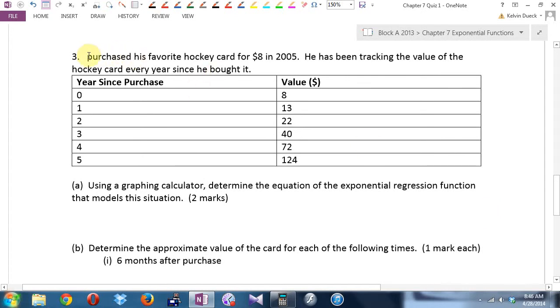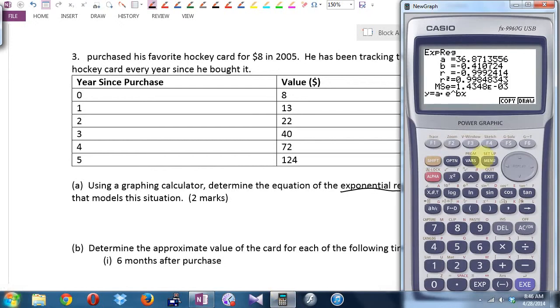I deleted the name and forgot to include the name. Somebody purchased his favorite hockey card for $8 in 2005. He has been tracking the value of the hockey card every year since he bought it. Okay. And it says, using a graphing calculator, find the exponential regression function. I better enter this data quickly.